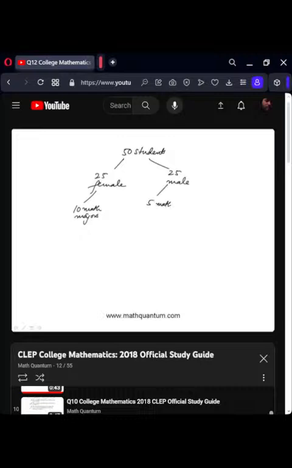So we'll see which of the categories we have to fill here, and after we read the question: if a student in the class is to be selected at random, we need to find the probability that the student selected will be female or a math major or both.